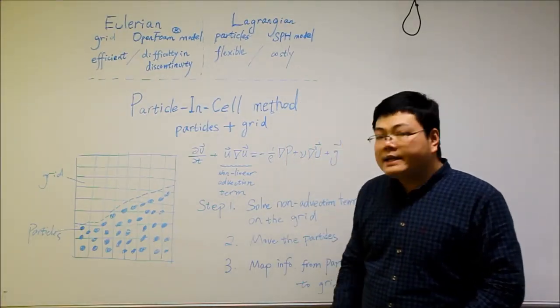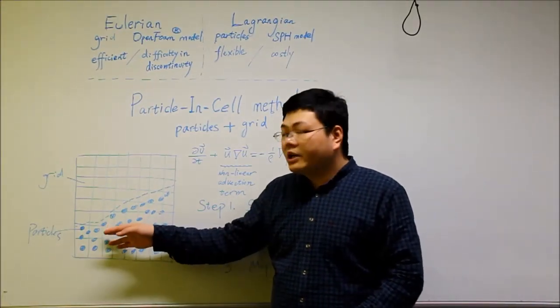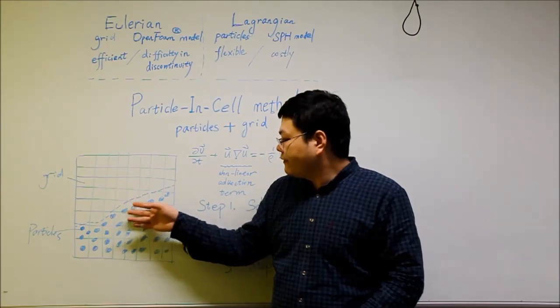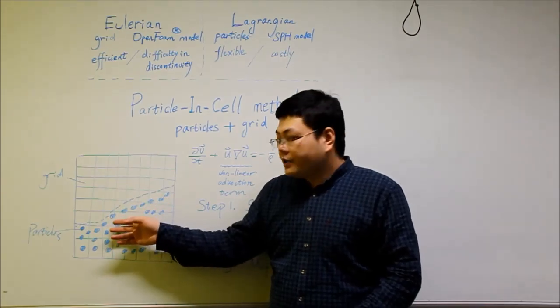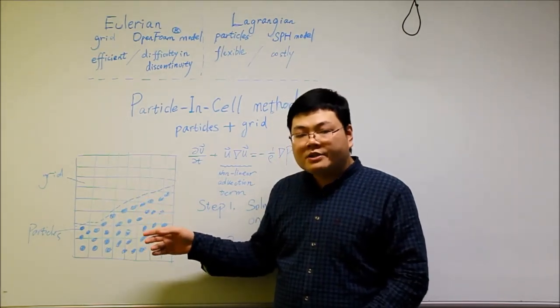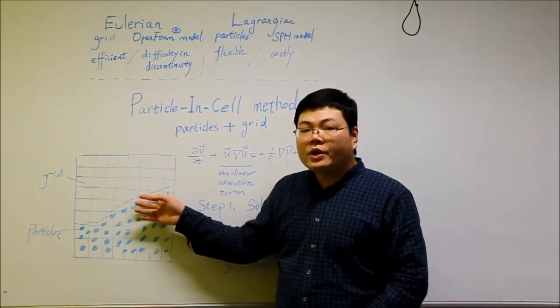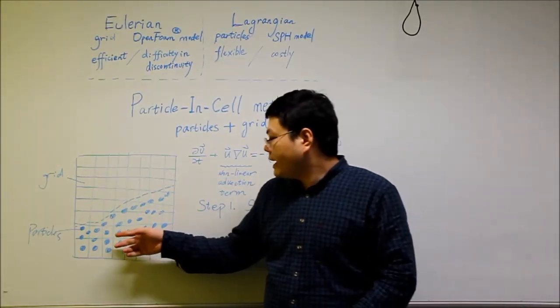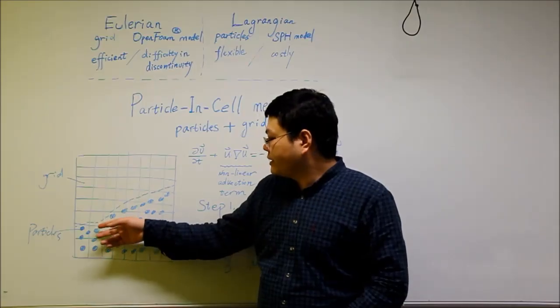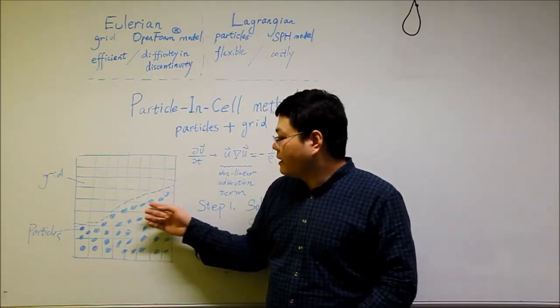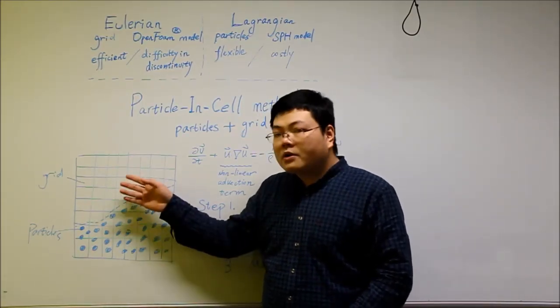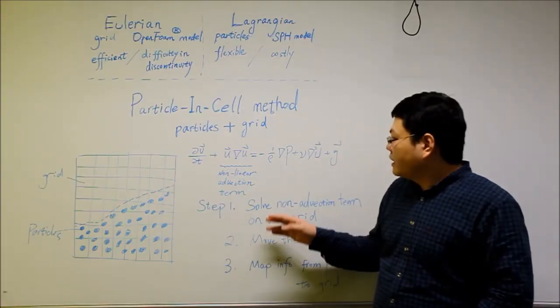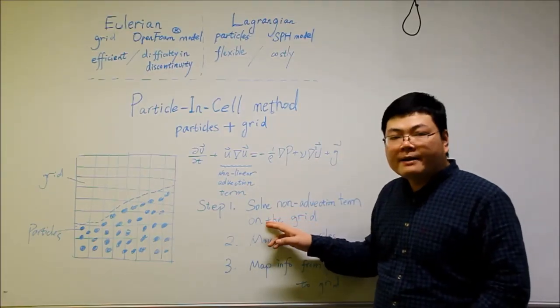Also, as I mentioned earlier, the particles are used to track the free surface position, which is much more straightforward than solving equations on the grid. However, at some point, we have to reconstruct the free surface indicated by the particles on the grid in order to solve the equations in the first step.